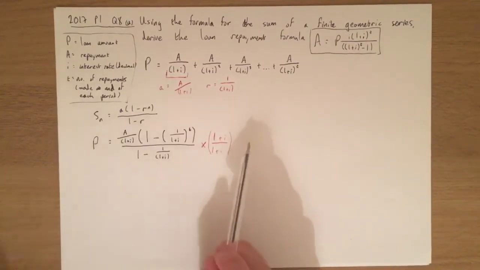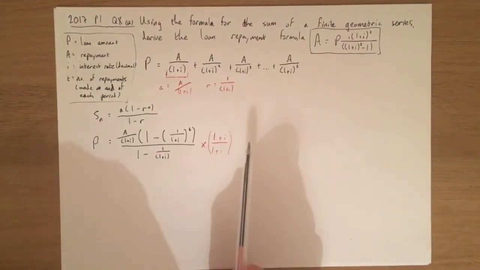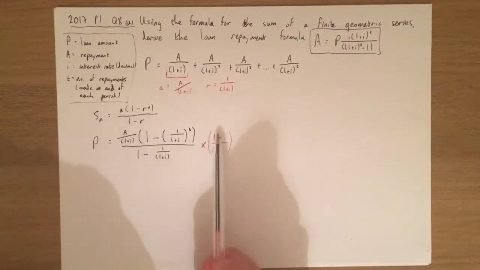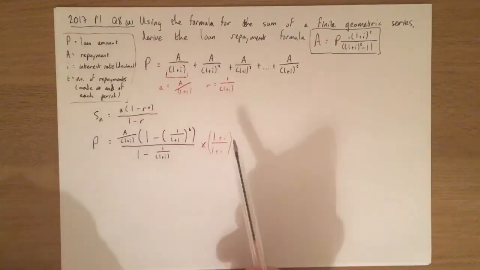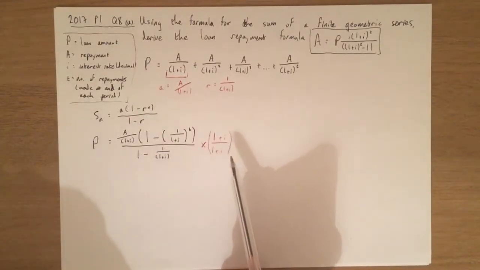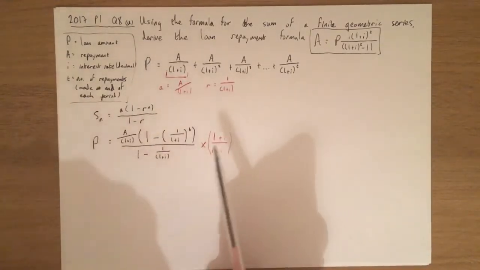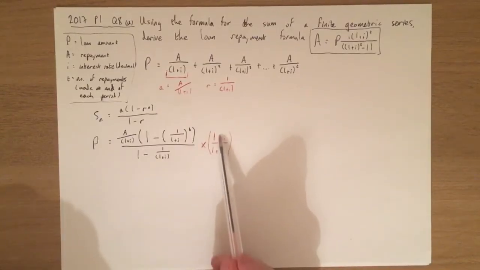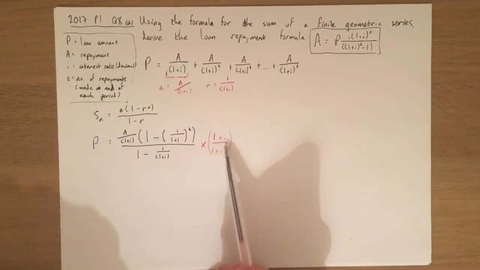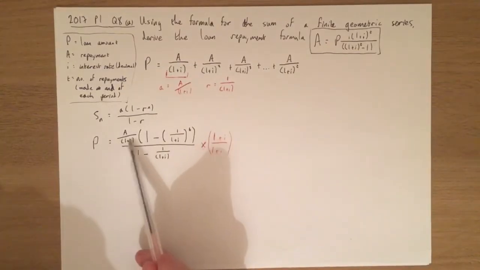The reason I'm able to do that to just one side of the equation is because 1 plus I over 1 plus I is just 1. It's something over itself. Anything over itself is equal to 1. So I'm just multiplying by 1 here, but by doing it in this way, it's going to get rid of this fraction for me.